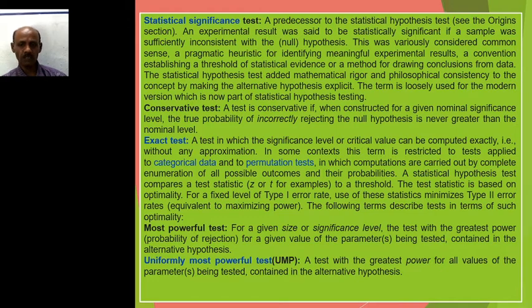For a fixed level of type 1 error rate, use of these statistics minimizes type 2 error rate, that is equivalent to maximizing power. The following terms describe tests in terms of such optimality. Next one is the most powerful test.